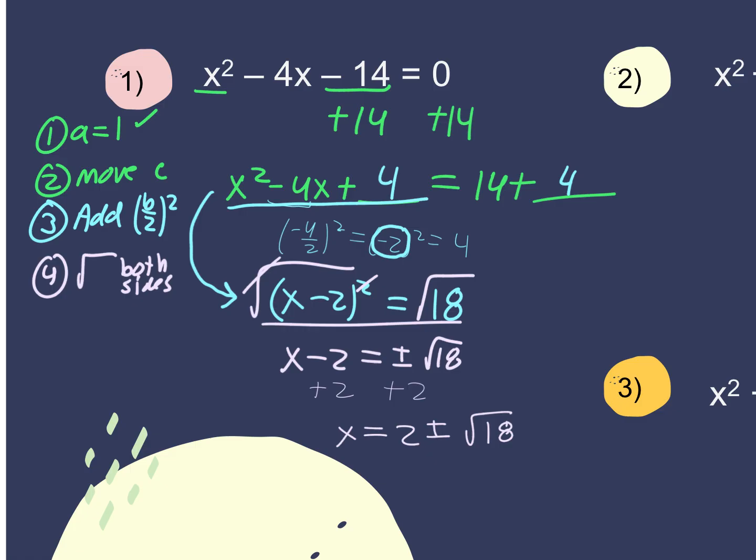Can I do anything to the square root of 18? Does that become anything else? Okay, good, right? Do you see that square root of 18 is the square root of 9 times square root of 2? All right, so I can simplify it a little bit more, and the square root of 9 is 3. So I get x equals 2 plus minus 3 square root of 2. And then that would be my fully simplified final answer.